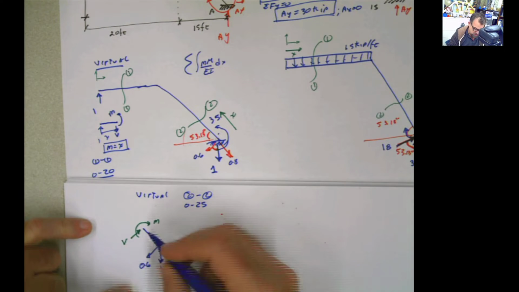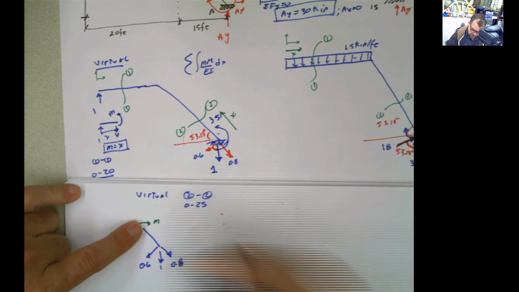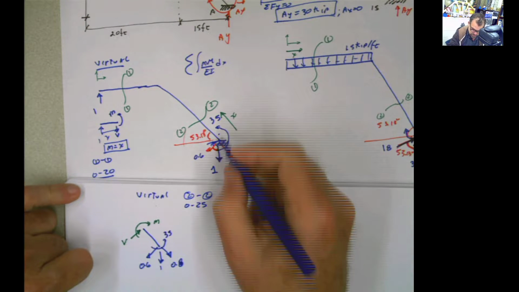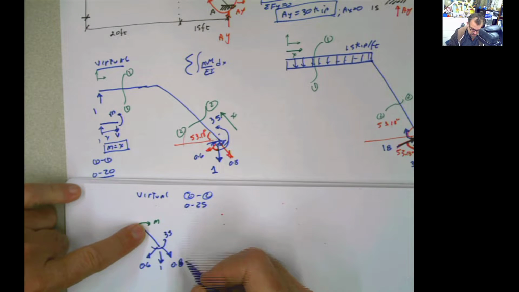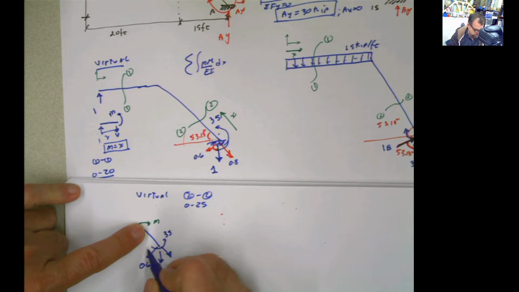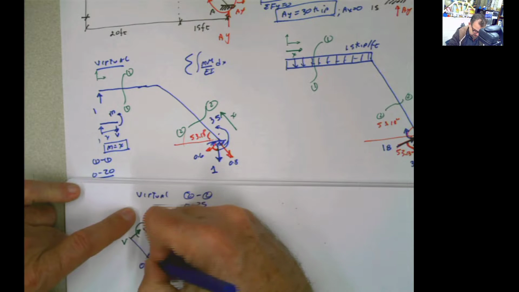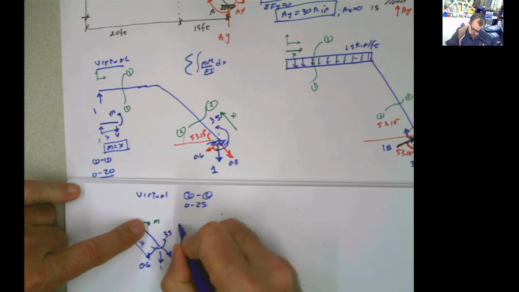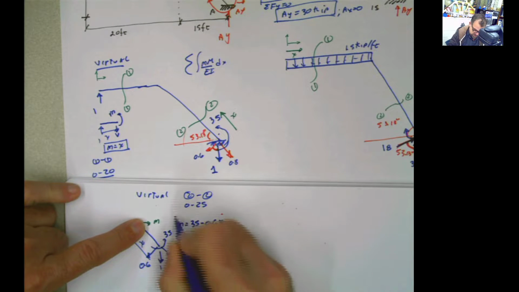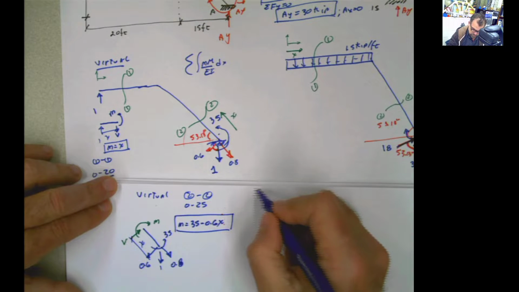Now when you do summation of moments at this point, and I'm forgetting about this 35 here, 35 moment over there, this moment. So when you do summation of moments here, you have negative moment, let's pass it to the other side, positive moment is going to be 35 minus 0.6 times x. So that moment is going to be 35 minus 0.6x. And that's going to be the moment in the virtual for 2-2.